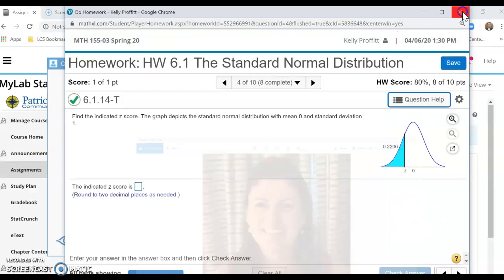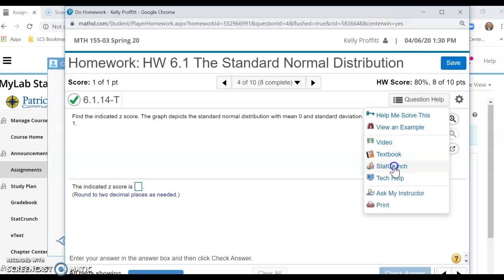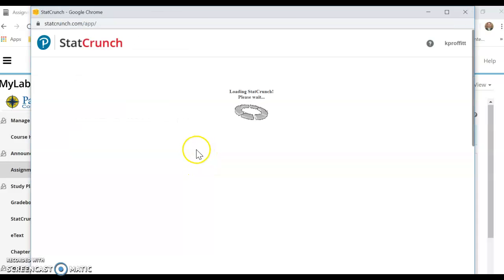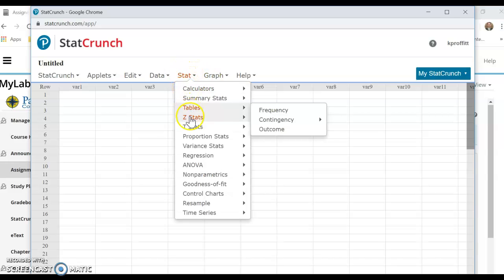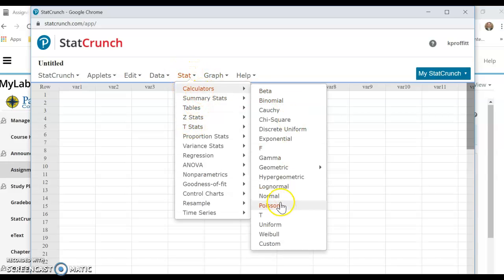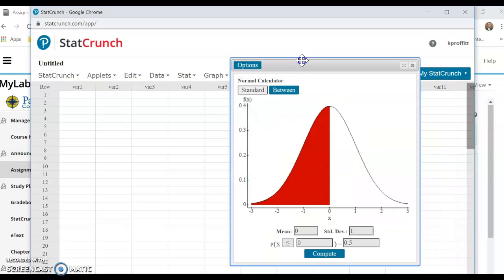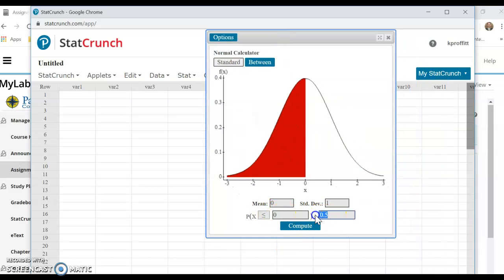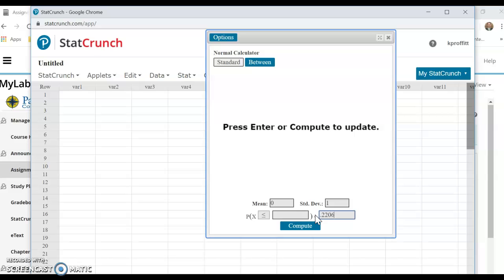Where's my StatCrunch? Stat Calculators, Normal. Okay, so here we go. Sorry, I lost it. So the area is 0.2206. We've got our mean of 0, standard deviation of 1. We're looking for the probability that our x would be less than or equal to whatever the z-score here is when that area is 0.2206.